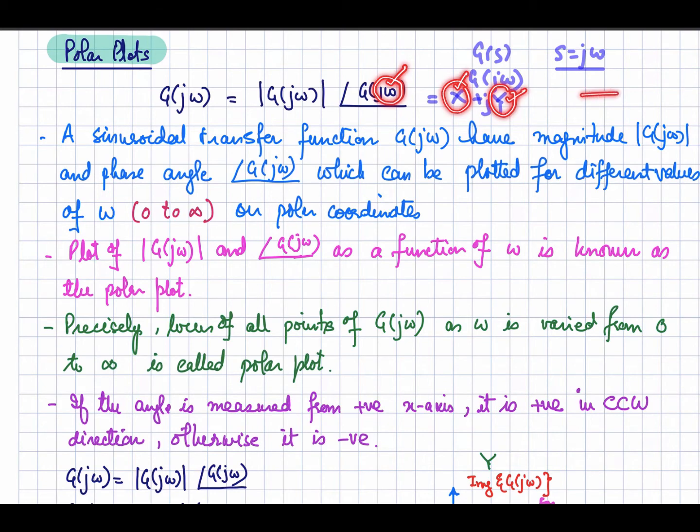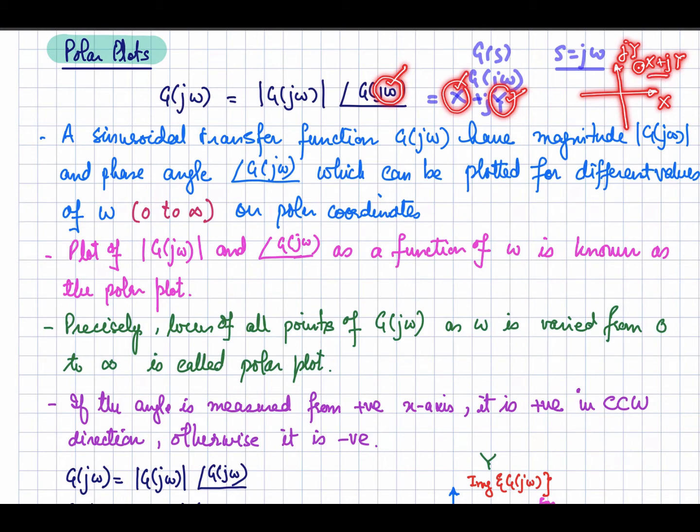If we take a set of axes in which the x-axis represents the real part and the y-axis represents the imaginary part of this transfer function, and we sketch the point x plus jy on these polar coordinates, then that graph is said to be a polar plot.